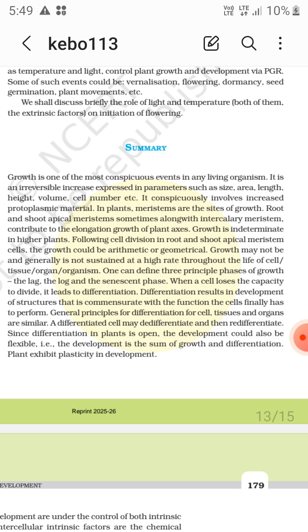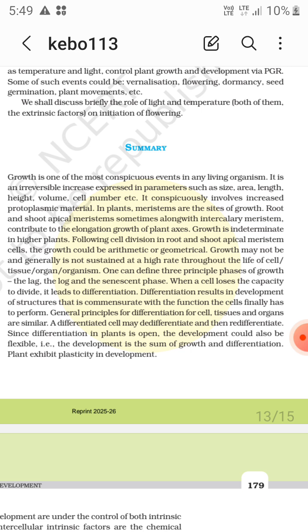Root and shoot apical meristem, sometimes along with intercalary meristem, contribute to the elongation growth of the plant axis. I repeat it again: root and shoot apical meristem, sometimes along with intercalary meristem, contribute to the elongation growth of the plant axis. Growth is indeterminate in higher plants. It is not determined.